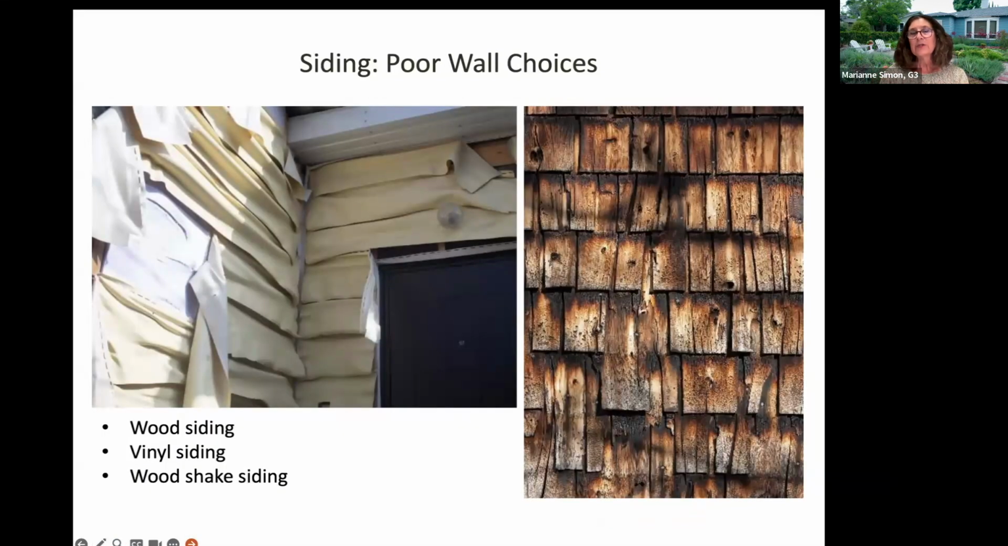And then similar to what was happening with the roof is that you've got your siding. So the one on the left is probably a vinyl. It's literally melted off of this home. The one on the right, again, this wood shake. It's so cool and it's so homey, and yet it is also so vulnerable to fire.